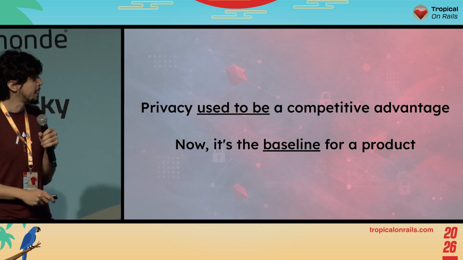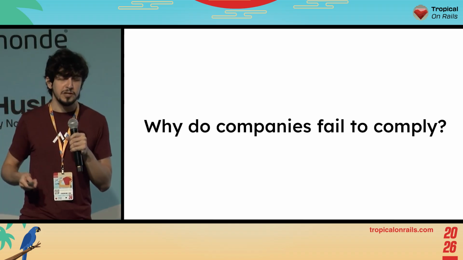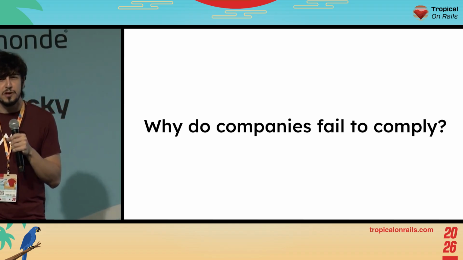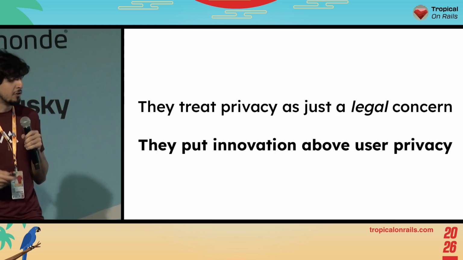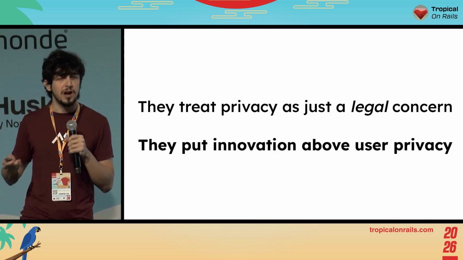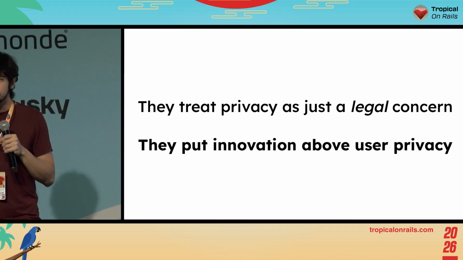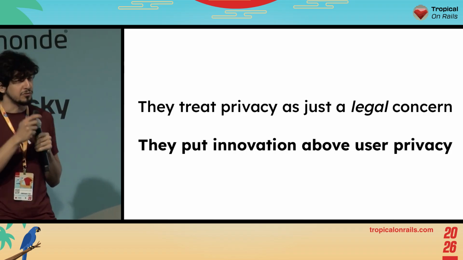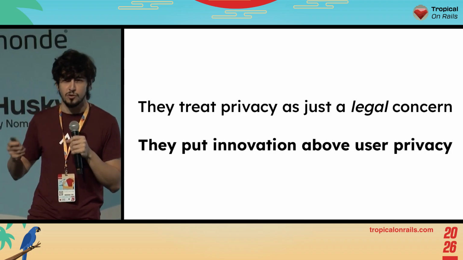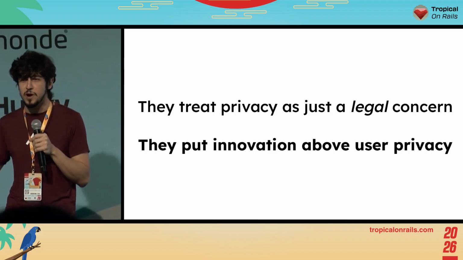Don't forget that. So if you don't have this option anymore, why do companies still fail to comply? My answer is that they treat privacy as just a legal concern. They put innovation above user privacy. And this is important to consider: don't put innovation over user privacy. It's their data, it's their right to control it.